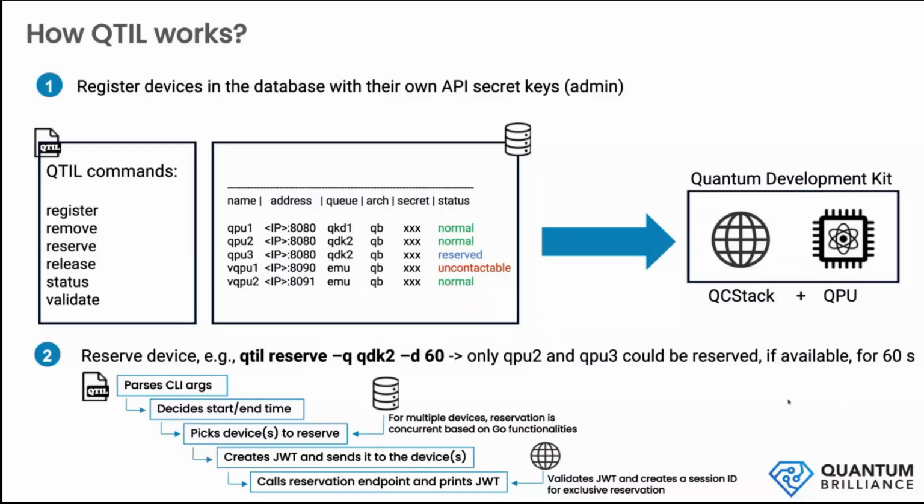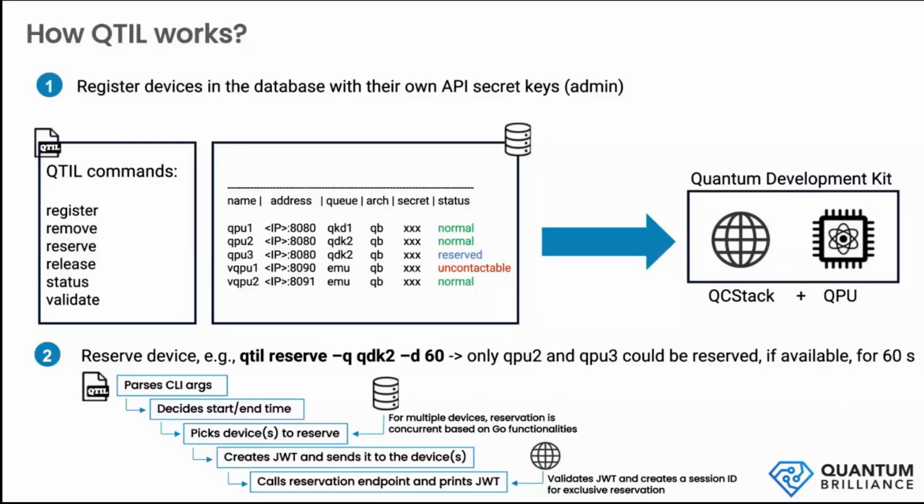Now, the steps of Qtil are given below, as you can see in the rectangles. First, Qtil will parse the CLI arguments. Then it will decide when to start or end the reservation, because you also have flags for this if you want additional specifications. Then it will pick the device. In this example, it will go through the database and grab QPU2 as the available device, and it will create a JSON Web Token.